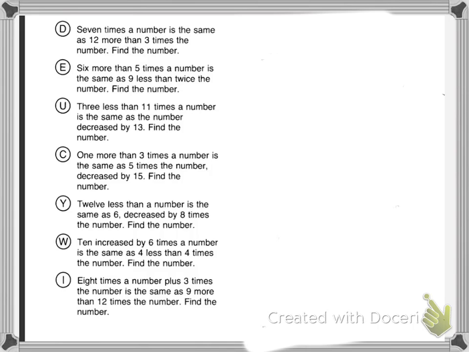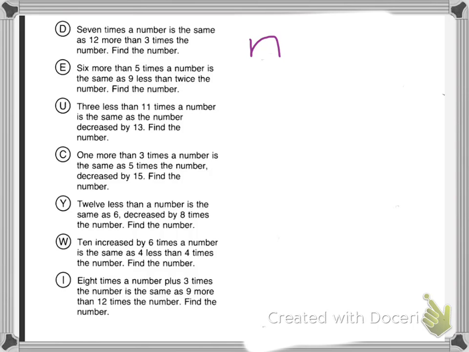So let's just look at the first one, letter D. 7 times a number is the same as 12 more than 3 times the number. Find the number. What? 7 times the number. Who? What number? 7 times a number. Okay, I don't know. Here, let's start with a number. What should we call it? Let's call it N.